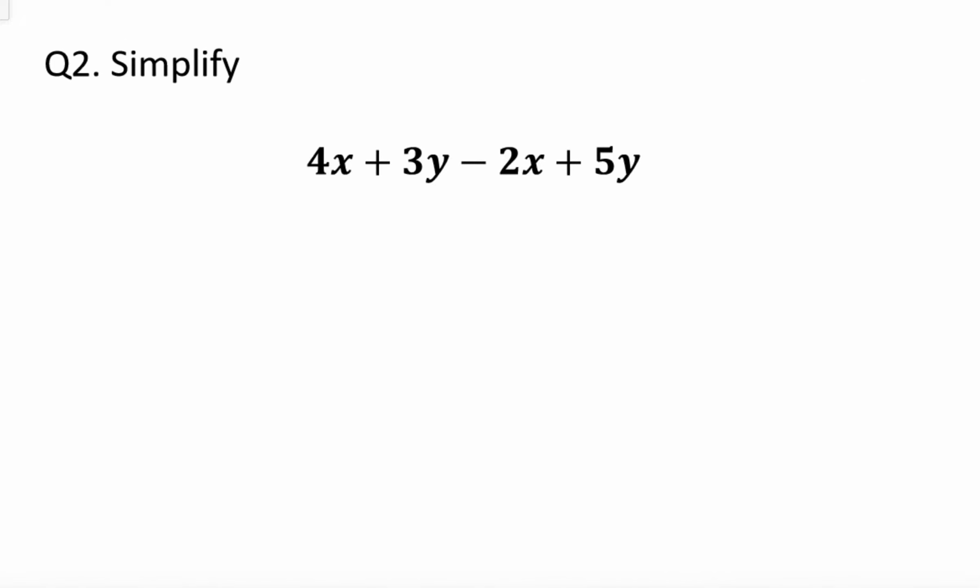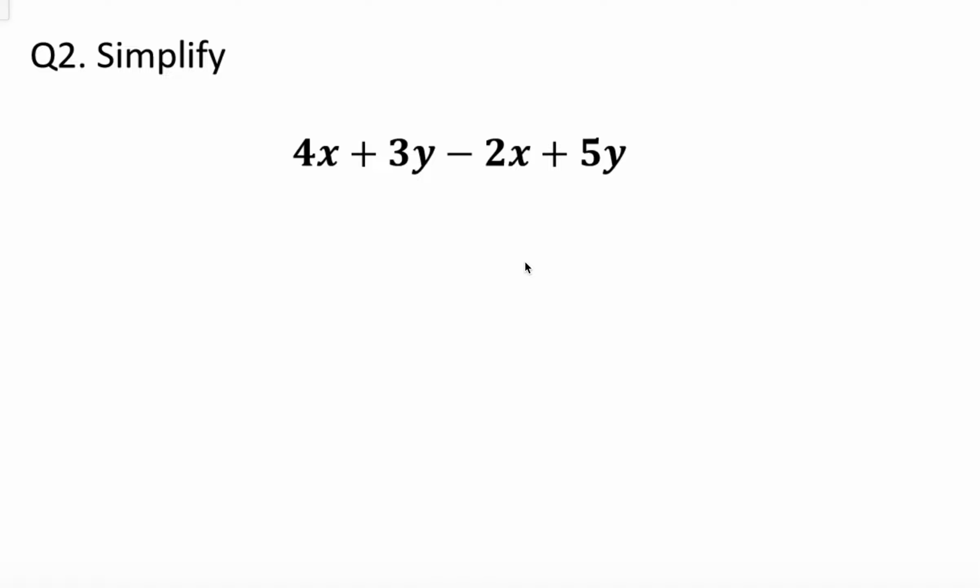Question 2. Right, a bit of algebra here. Not everybody's favourite, algebra, but it's not as complicated as it looks. Have a think about it. But all you've got to do is when you've got like for like, you can add them together or take them away or multiply them or divide them. So here we've got 4x plus 3y minus 2x plus 5y. So all we want to do really is put the x's together and put the y's together.